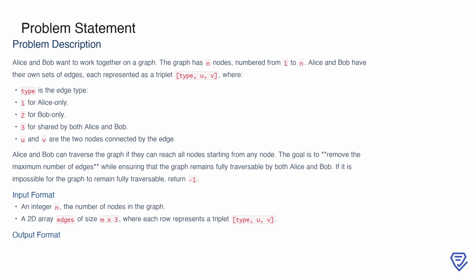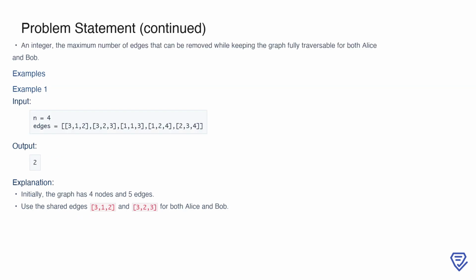The objective is to ensure that both Alice and Bob can fully traverse the graph, meaning they can reach all nodes starting from any node. While doing so, we aim to remove the maximum number of edges. If it's not possible to make the graph fully traversable for one or both users, the output should be -1. The input consists of the number of nodes n and a 2D array edges that describes the edges, and the output is the maximum number of edges that can be removed while maintaining full traversability. The output is a single integer representing the maximum number of edges that can be removed while still keeping the graph fully traversable for both Alice and Bob.